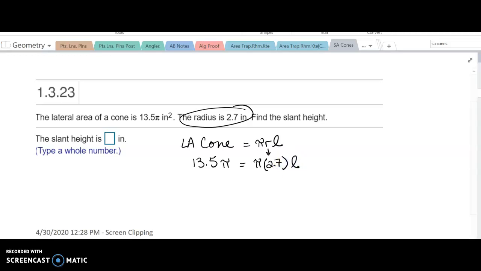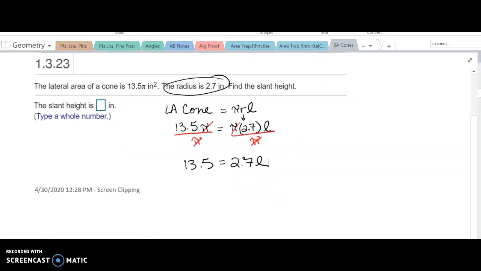Your first step on this can be to divide both sides of the equation by pi. That kind of cleans it up. And so now you have 13.5 equals 2.7 L. And now this is just an algebra problem.